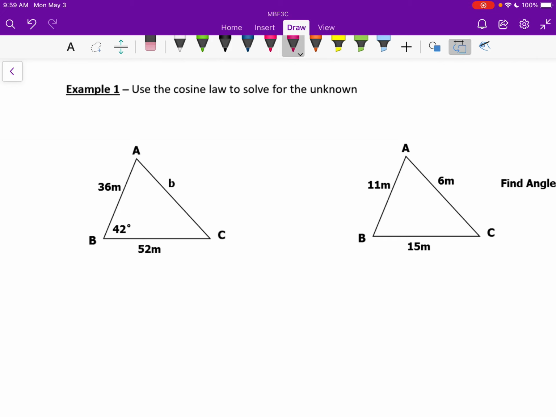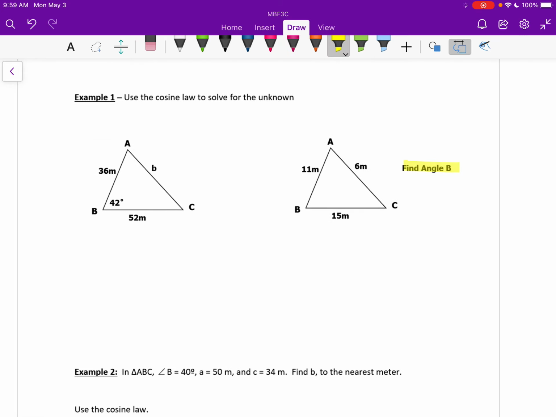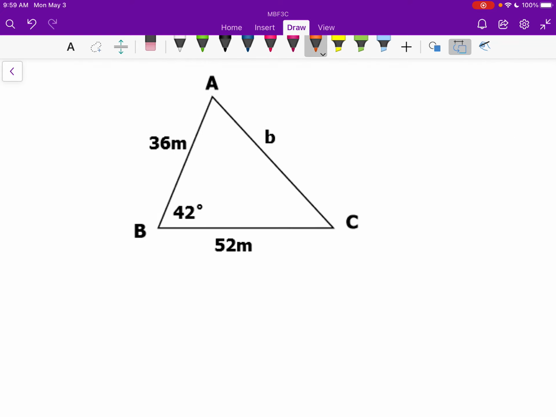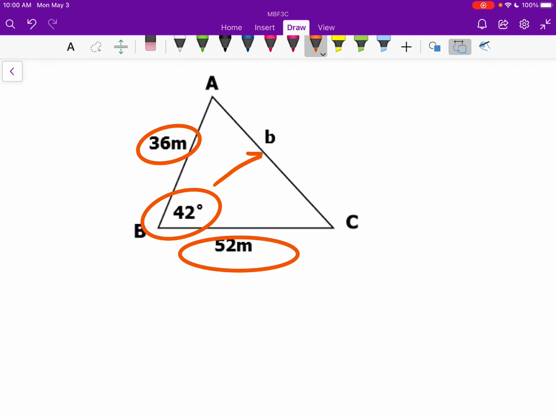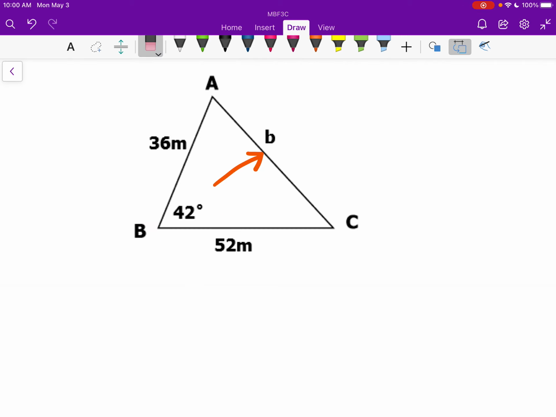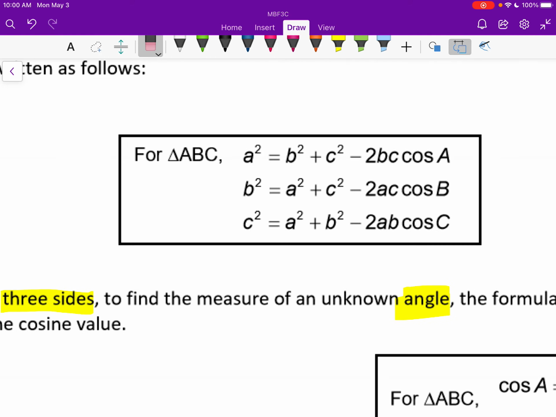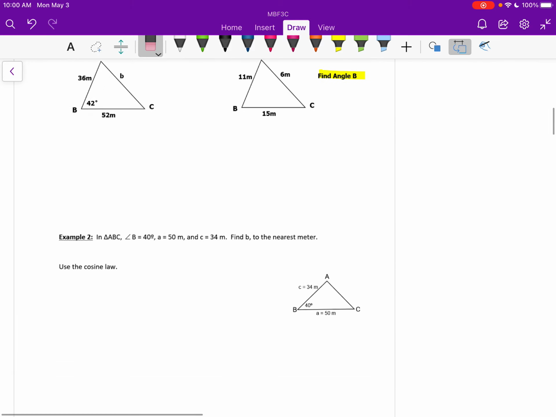It says here, use cosine law to solve for the unknown. So it says to find side B. In this situation, I'm given two sides, right, and then the contained angle. So I'm looking for side B. If I'm given two sides and the contained angle, I'm going to use, if I go back up here, I'm looking for a side, not an angle, so I'm going to use this one. So I'm going to use b squared, right, because I'm looking for b. B squared equals a squared plus c squared minus 2ac cos B. So I'm going to use that formula.